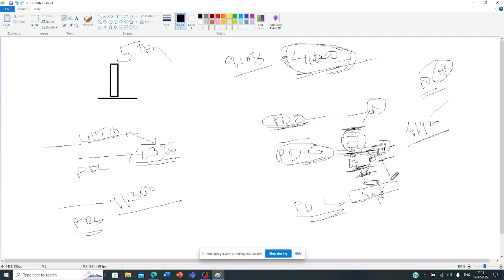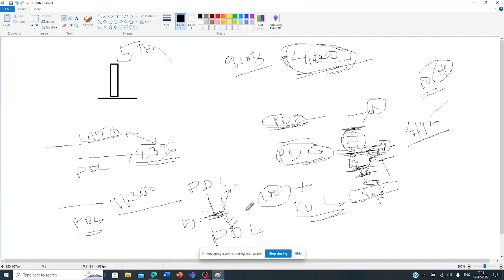Your first target should be PDL, but if PDC and PDL have a range of more than 100 points, right? Now here the range is only 100-odd points. If it is more than 100 points, then immediately mark 50% of this. Price will come to the midpoint of this and will test. If it breaks the midpoint, then your next target becomes PDL. If it doesn't break this midpoint, it goes back to previous day close. I'll show you in the chart how it behaves.